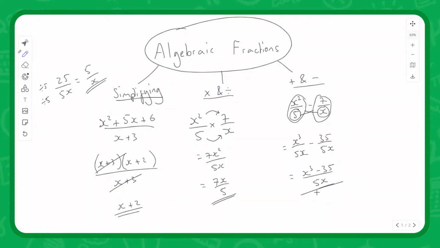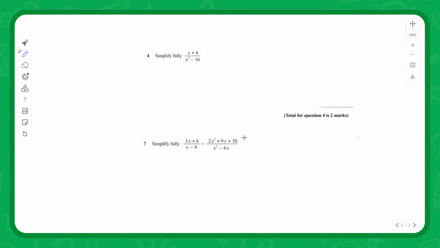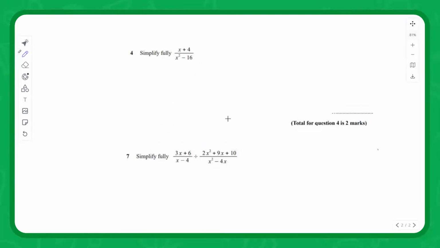And that is our final answer. Right, let's go on to some practice exam-style questions and put into practice what we've just learned. So we're going to first tackle a simplified question.